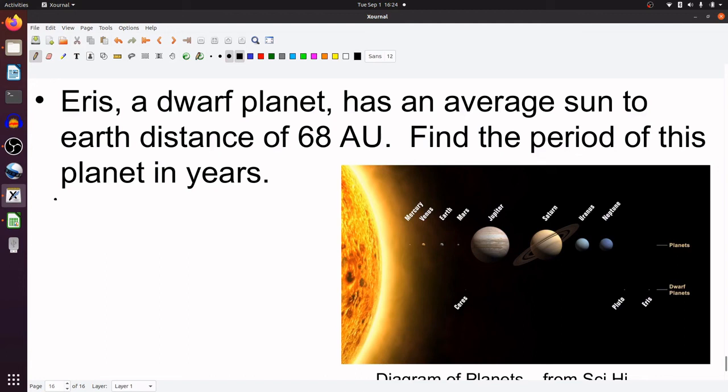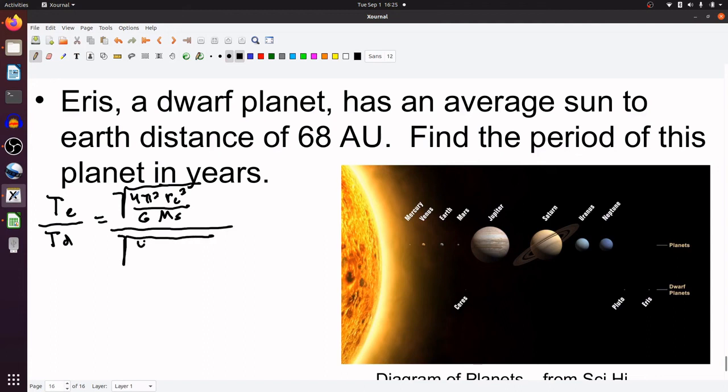So what you want to do is take what we do know about Earth, the period of Earth, and divide that by the period of our dwarf planet we'll call D, which is Eris. I'm fully aware, but it's Earth and Eris. I didn't think about that till now. And so then that's going to be equal to the root of 4 pi squared RE cubed over G, I'll put M sub S to stand for sun because that's going to matter, over the root of 4 pi squared RD cubed over G M sub S.